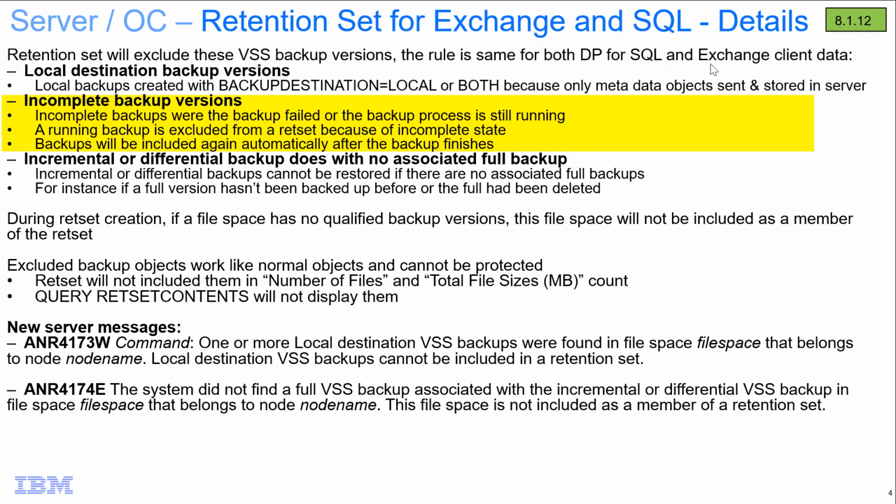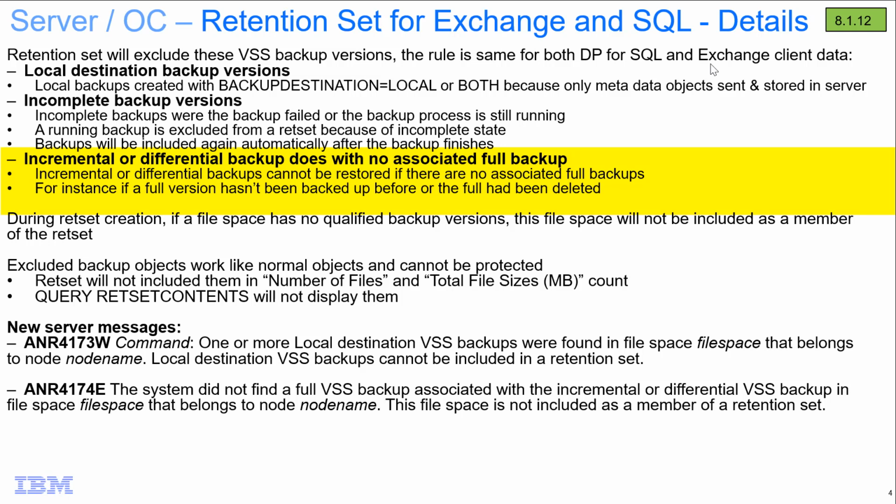If you have an incomplete backup version, where the backup failed or the backup process is still running when we create this retention set, a running backup is going to be excluded from the retention set because of its incomplete state. The next time we create retention sets, we would include that copy of the backup as long as it finished successfully.